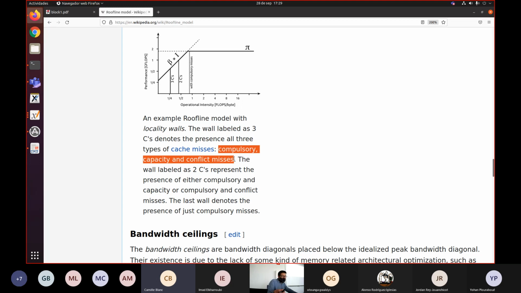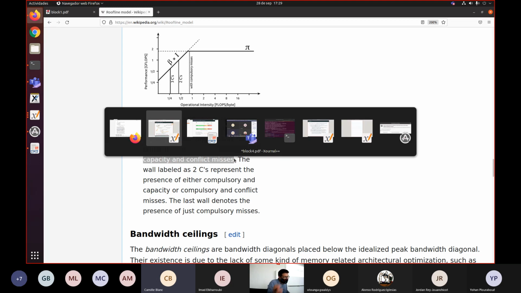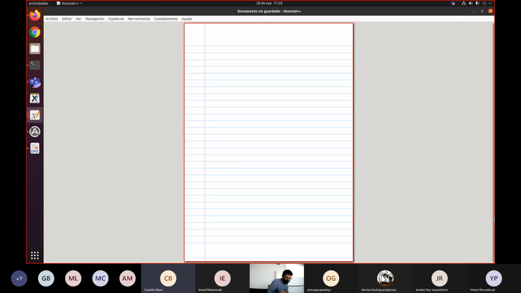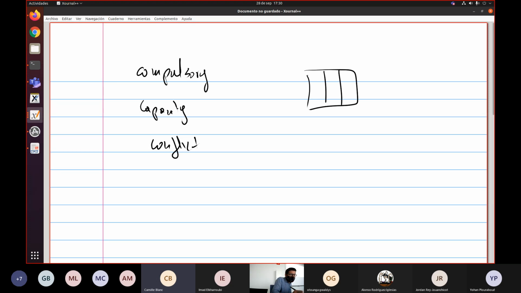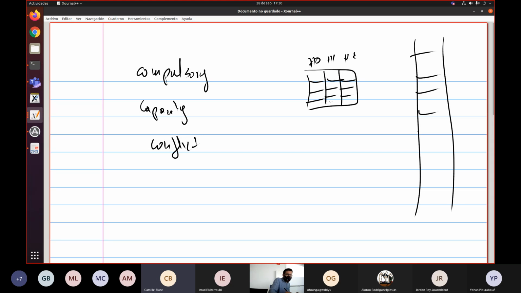Basically, compulsory misses in a cache. Let me use this. These are 3 different types of misses in a cache. A miss in a cache in the end is the same. A miss in a cache means, imagine this is my cache with 3 blocks and some bytes per block. Block 0, block 1, and block 2. And this is my memory. And my CPU needs some data.